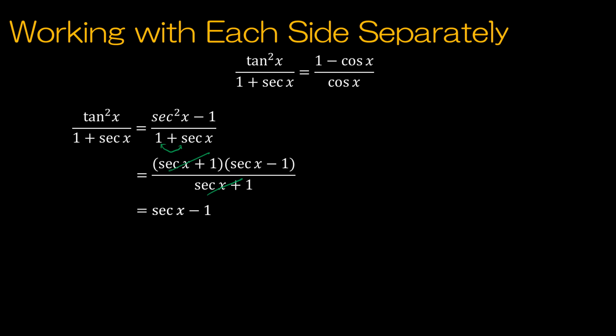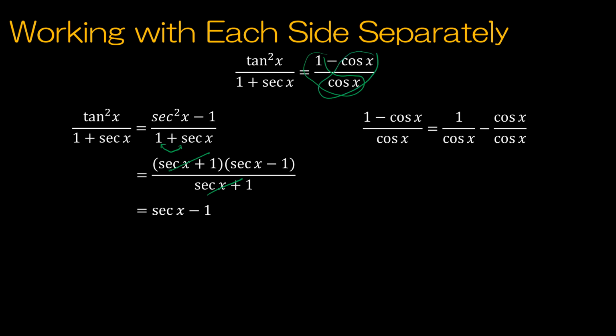And then I got it down to this point and I thought, I'm going to stop right there and see if I can turn the second side of my expression into secant x minus 1. So again, I started with 1 minus cosine of x divided by cosine of x. I decided to write that as two separate fractions. So 1 divided by cosine of x minus cosine of x divided by cosine of x. 1 divided by cosine of x is secant x, and cosine divided by cosine is 1. And notice both sides are now into the same format.